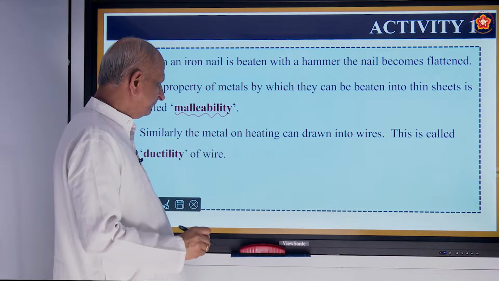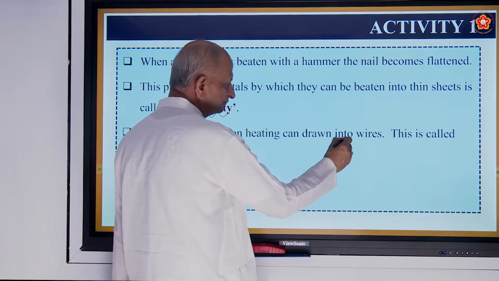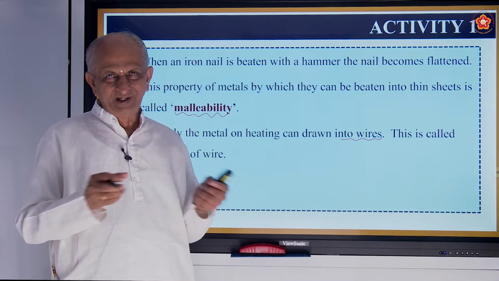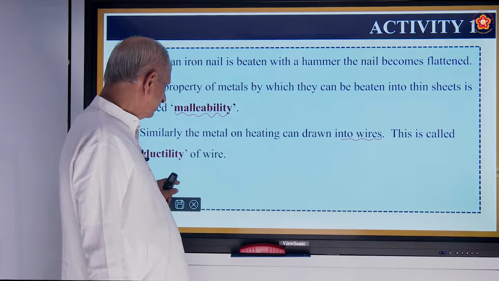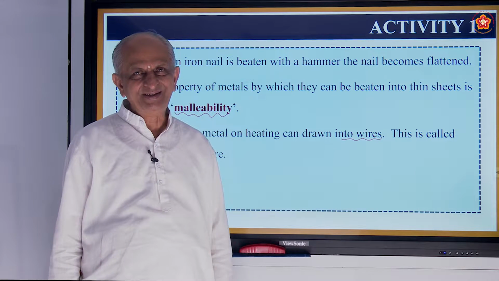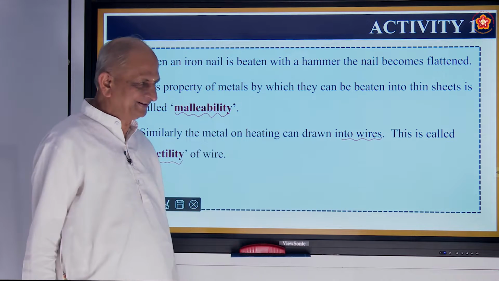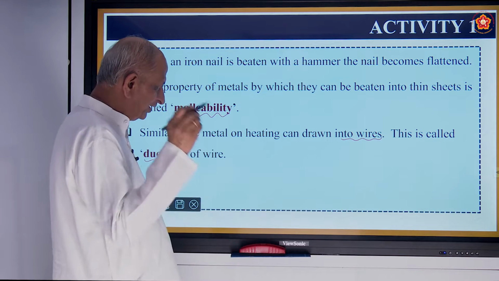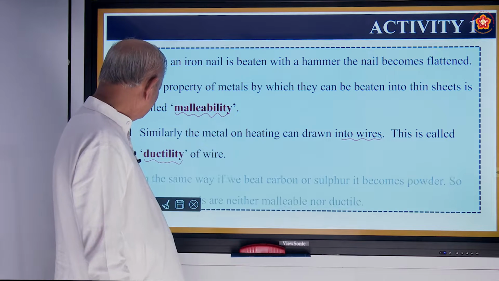Another similar type of property: metals on heating can be drawn into thin wires. You have seen copper wires, correct? Aluminum wires. All these wires are nothing but metals. This property is called ductility. So note the two important words, malleability and ductility. Okay, repeat 10 times. Whenever you get a new word, you must practice it. You must write the spellings correctly, practice it.